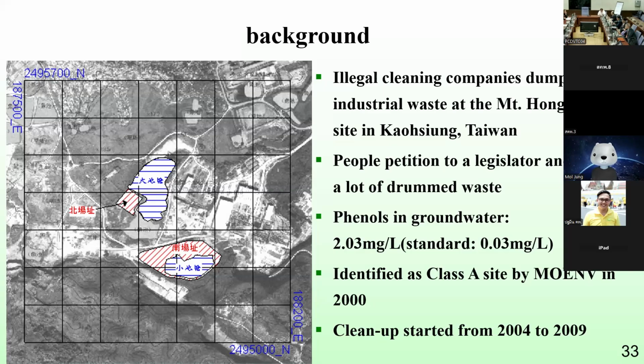During that time, we found the total phenols in groundwater was 2.03 milligrams per liter, and our groundwater standard is 0.03 milligrams per liter, so it's almost 100 times higher. After the preliminary investigation, this site was identified as a Class A site by the Ministry of Environment in 2000, and the cleanup ran from 2004 to 2009.